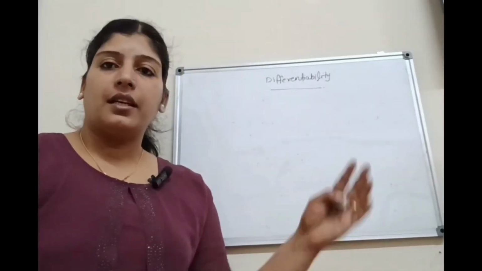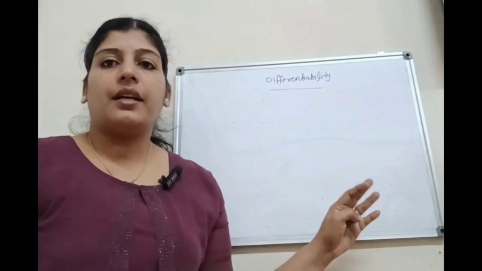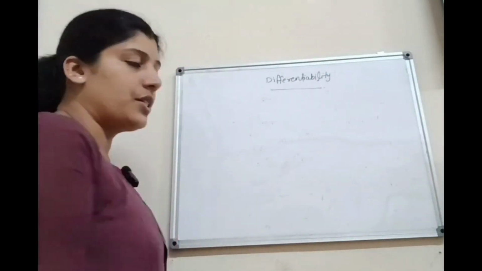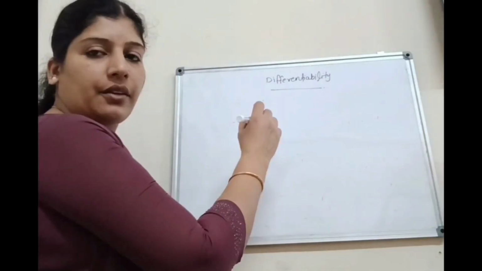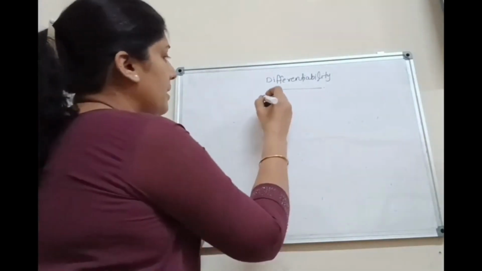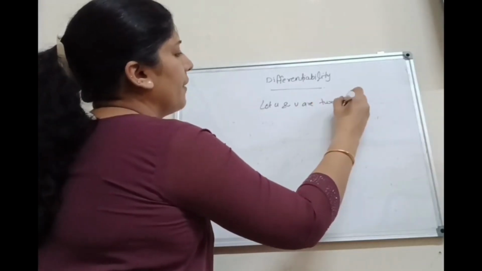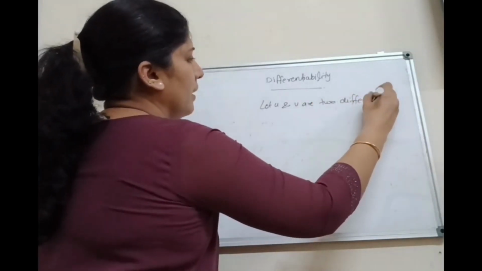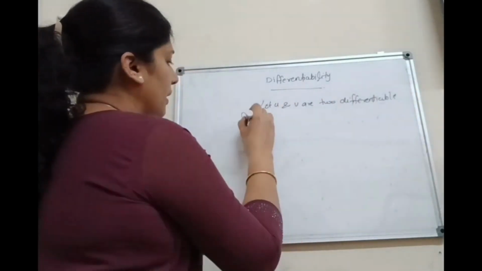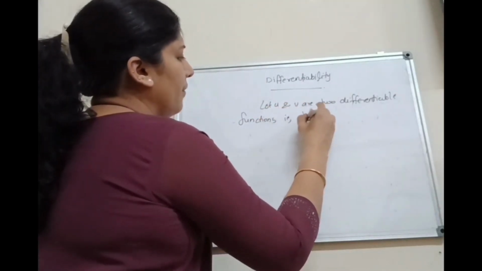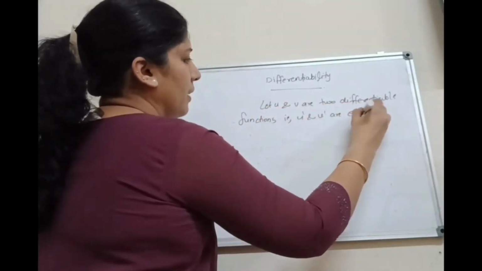Next, we have to discuss the algebra of derivatives and derivatives of some standard functions. Let us consider u and v are two differentiable functions. A differentiable function means the derivative of this function exists. That is, it has a derivative. Let u and v be two differentiable functions, that is, u dash and v dash exist.